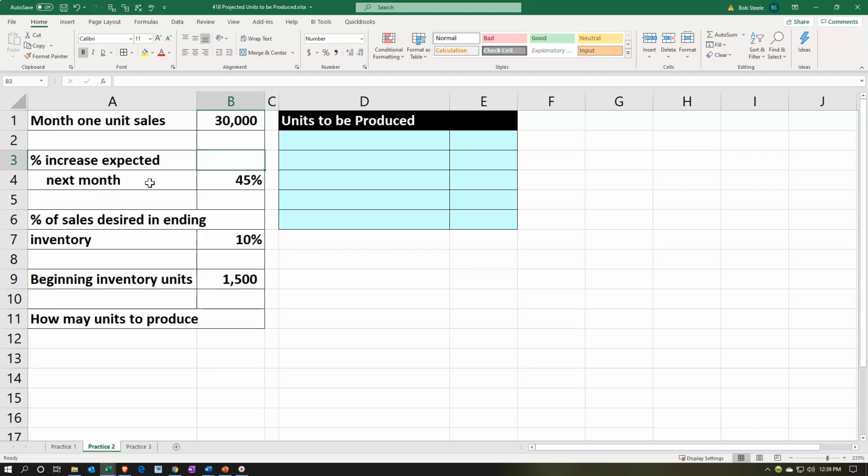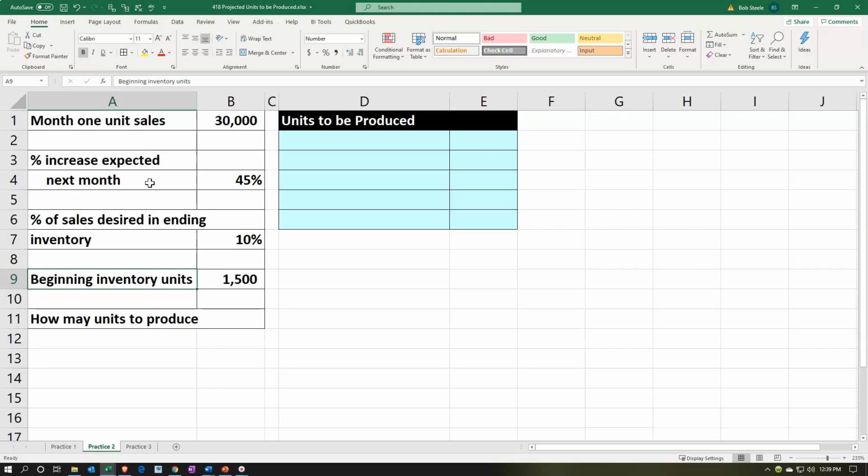And then the percent increase expected next month, which we're projecting into the future. That's going to be a typical projection. We start with what happened last month, and then we project what's going to happen into the future based on that information and what we know about the economy and the business and so forth. Then we have the percent of sales desired in ending inventory. The beginning inventory units are 1,500.